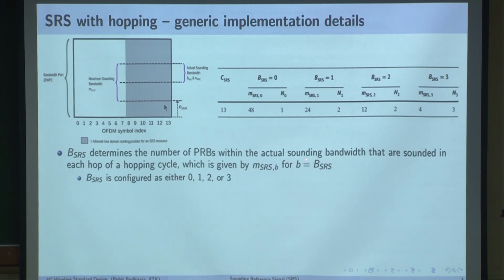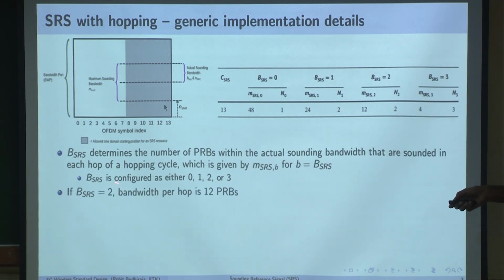Now, what are we writing over here? Don't get carried away by this B equal to BSRS. What values can BSRS take? 0, 1, 2 and 3. So what does that mean? Within the actual sounding bandwidth, how much you are going to sound out in each hop is decided by BSRS.